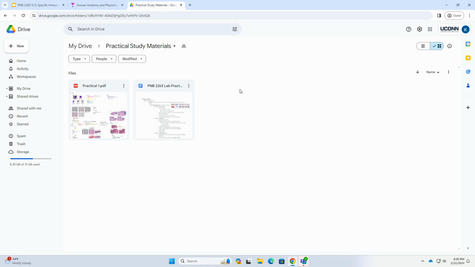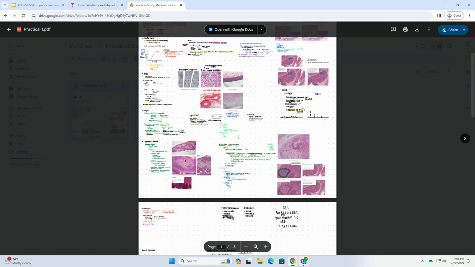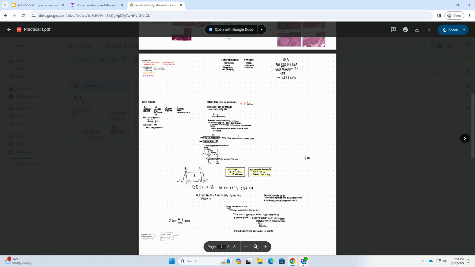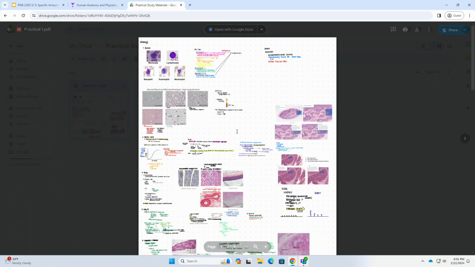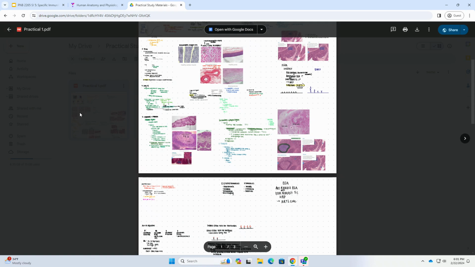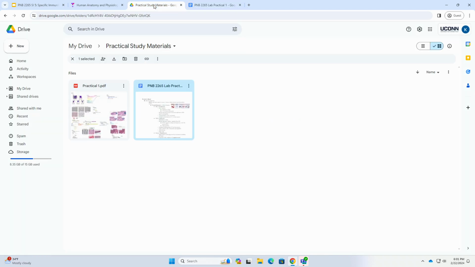So there's this new drive. For the next one, just so you know, it's going to be here and I'll put my practical study materials. This has a bunch of the histology labeled. It's not the best, but you'll have the histology in one place for you to review before you take it. And then this document is super long, but it's my notes on all the labs. I'll post that for the next practical too.